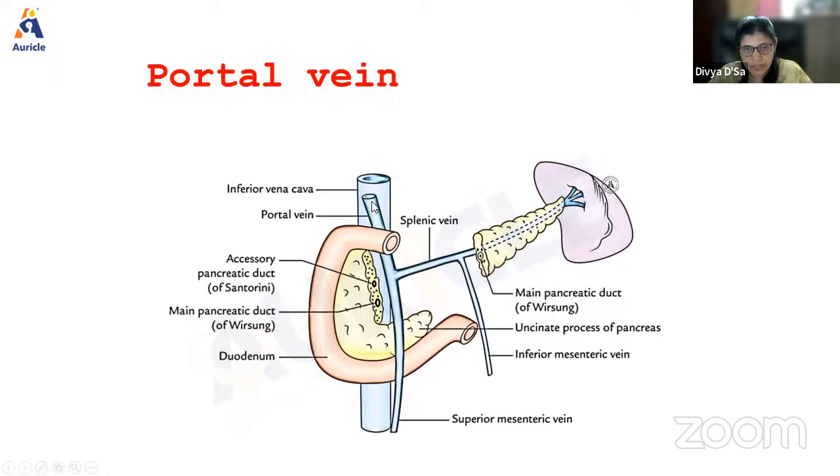So from its formation, that is from the trunk, it passes upwards and slightly to the right behind the neck of the pancreas and the first part of the duodenum. Then it enters within the right free margin of the lesser omentum in front of the epiploic foramen here, and it reaches the porta hepatis where it will divide. So till there, it has its extrahepatic course. Okay.